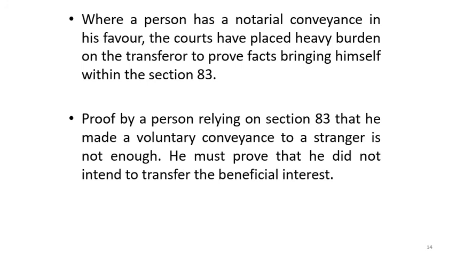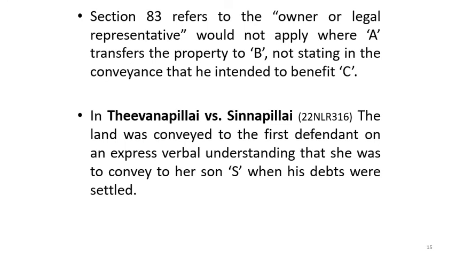Now we will move to another slide here. Section 83 refers to the owner or legal representative, and would not apply where A transferred the property to B, not stating in the conveyance that he intended to benefit C. As we have seen, in terms of section 83, A transferred the property to B but he did not dispose of the beneficial interest to B, then B must hold the property for A, not for any other person.